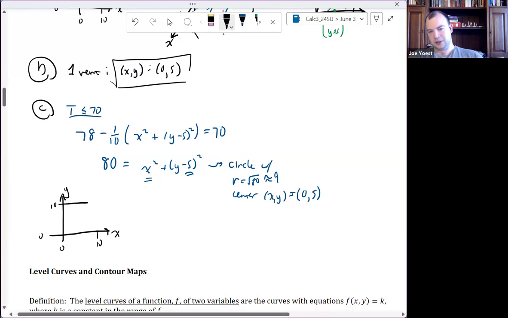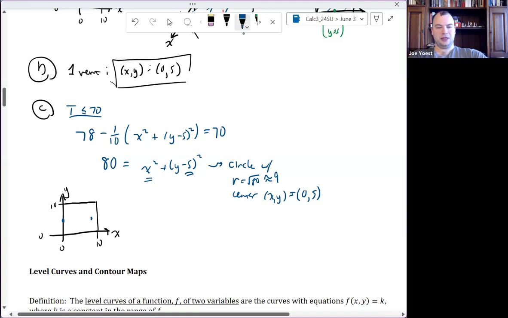I'm only interested in this box, 0 to 10 on each axis. I'm looking for a circle with center at 0, 5. Oops, wrong axis, x equals 0, y equals 5, and radius of roughly 9. So going directly to the right, this may be around here, would be a point on the circle.